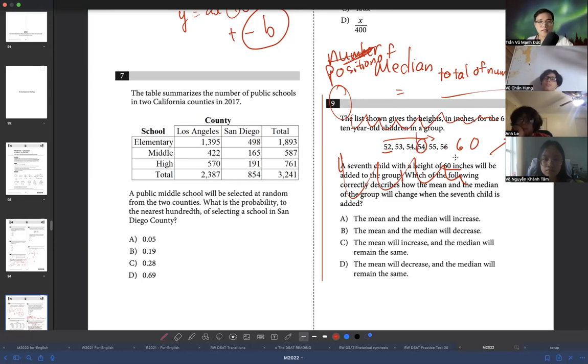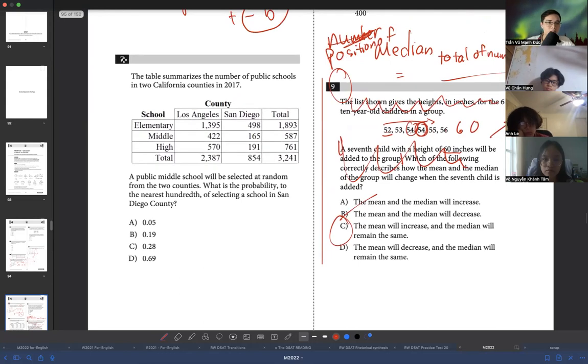But if you put a 60 here, it will be 7. 7 plus 1 is 8, divided by 2 is 4. So the 4th number is the median. 1, 2, 3, 4. It won't change at all. So the median will remain the same, and the mean will increase. Correct? C.